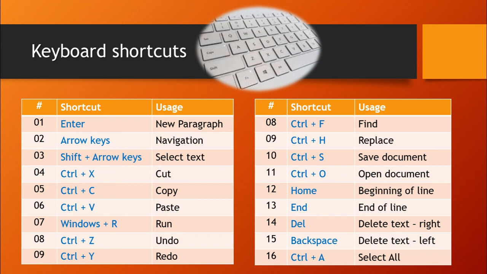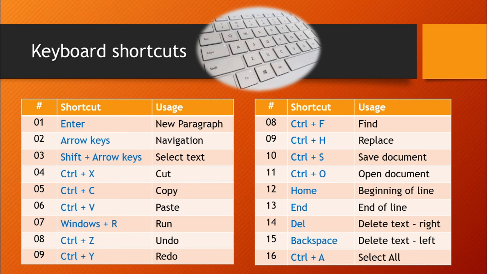Ctrl X to cut the text, Ctrl C to copy the text, Ctrl V to paste the information, that is done by using cut or copy. Windows and R button, so that is to run command. Control plus Z, undo command. Control plus Y, redo command. Control plus F, find. Control plus H, replace. Control plus S, save command. Control plus O, open an existing document.